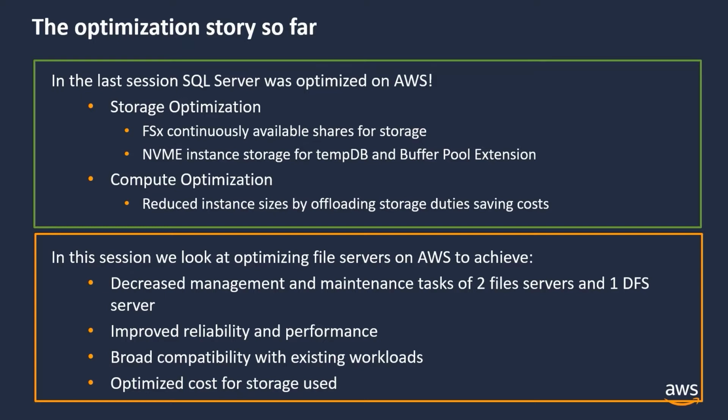In this session, we'll look at how Acme Financial Data Services, or AFDS for short, can optimize their file servers on AWS. Doing so will decrease management and maintenance tasks, improve reliability and performance, have broad compatibility with existing workloads, along with migration with little downtime, and what options are available to optimize cost.